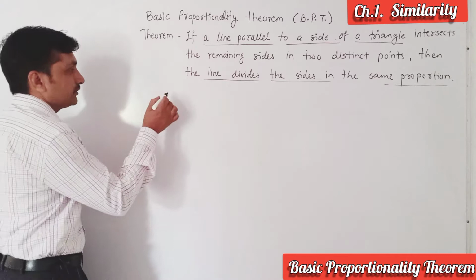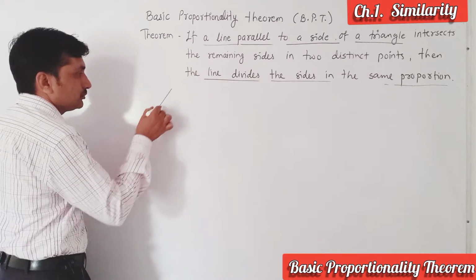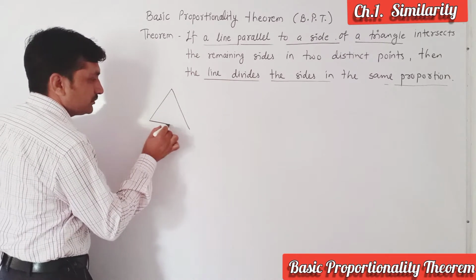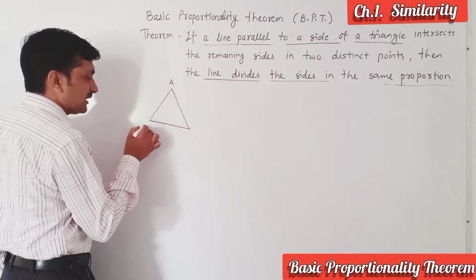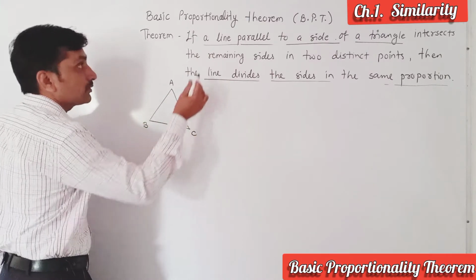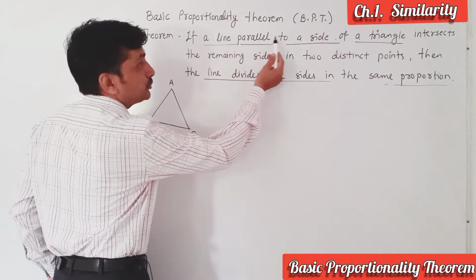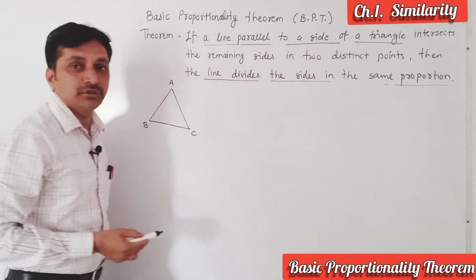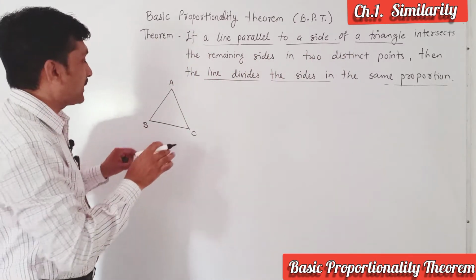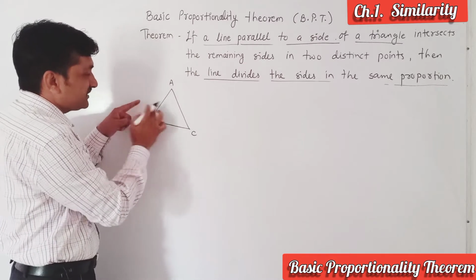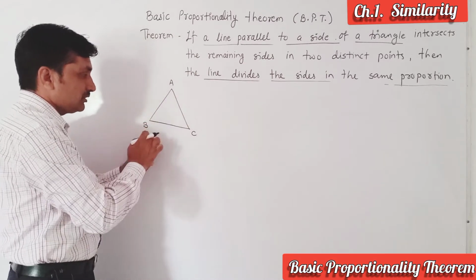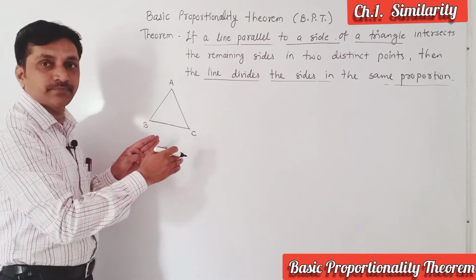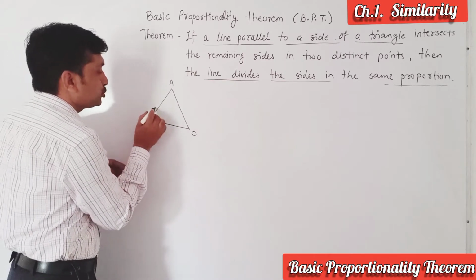First I draw a figure, a triangle, any triangle. I give it the name ABC. A line parallel to a side of a triangle: now you can draw a line parallel to any side. You can draw parallel to BC, parallel to AB, or parallel to AC. Okay, I draw it parallel to BC here.